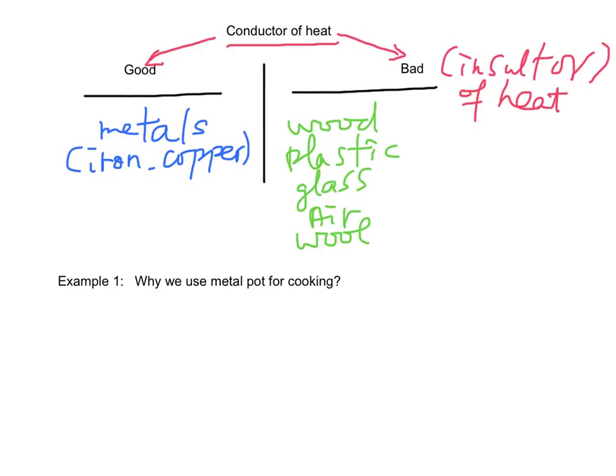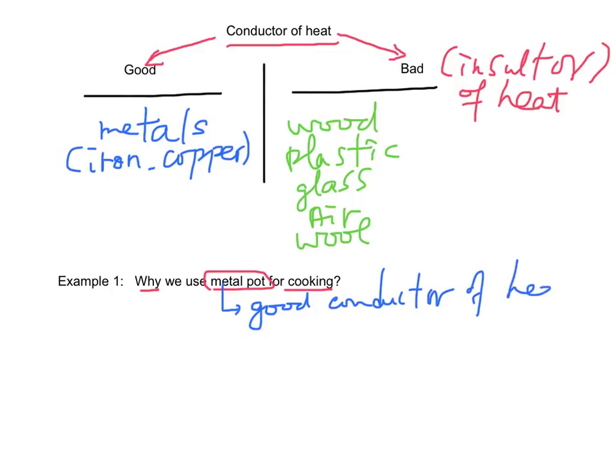Example 1. Why do we use a metal pot for cooking? The reason is that a metal pot is a good conductor of heat. Therefore, it transfers heat at a greater rate.